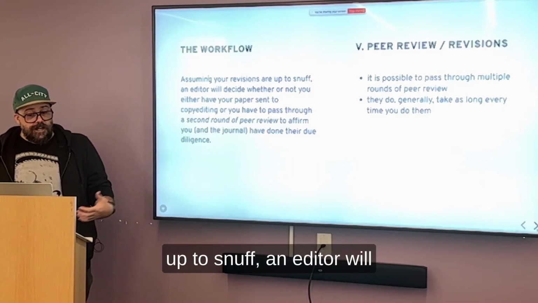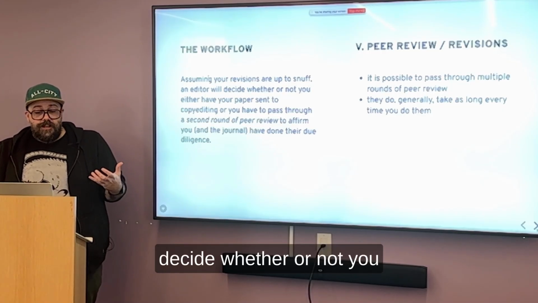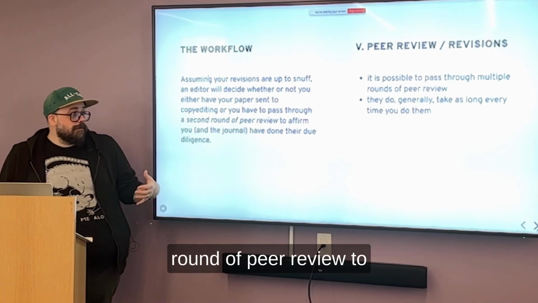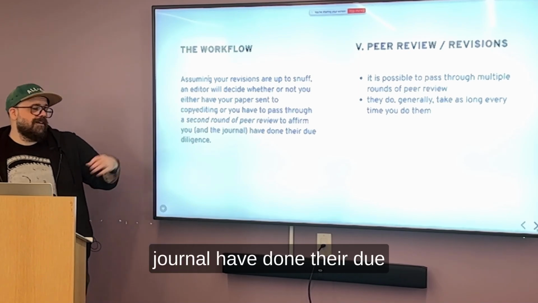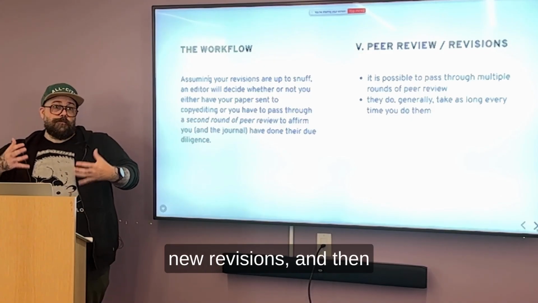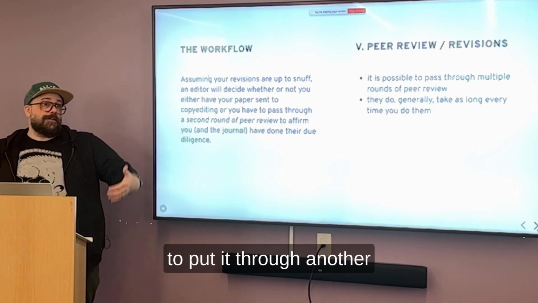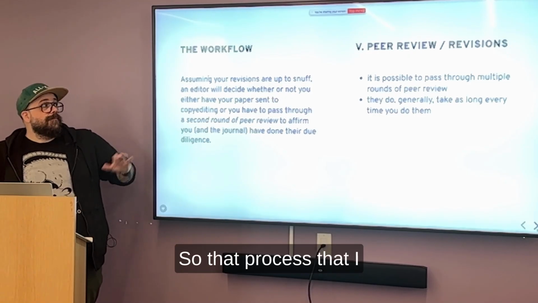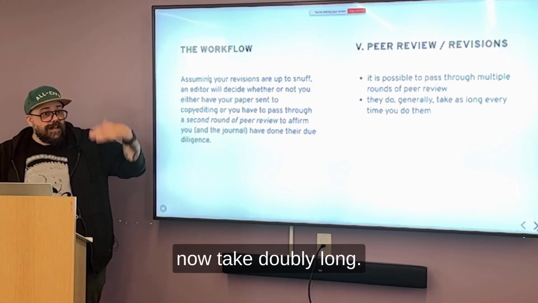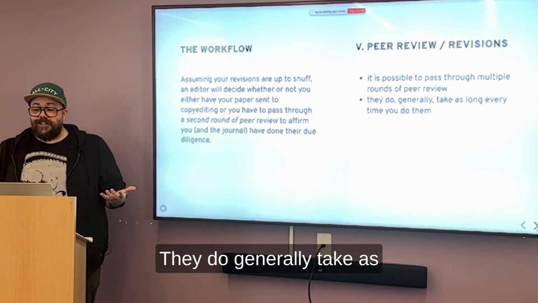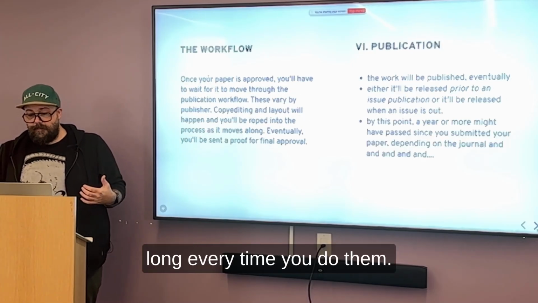Assuming your revisions are up to snuff, an editor will decide whether you have your paper sent to copy editing or you have to pass through a second round of peer review to affirm that you and the journal have done their due diligence. So sometimes you'll go through all of this process, you'll submit new revisions, and then someone will go, we're going to put it through another round of peer review. And they get other peer reviewers, and they go back through it again. So that process that I already said was long can now take doubly long. It's possible to pass through multiple rounds of peer review. They do generally take as long every time you do them.